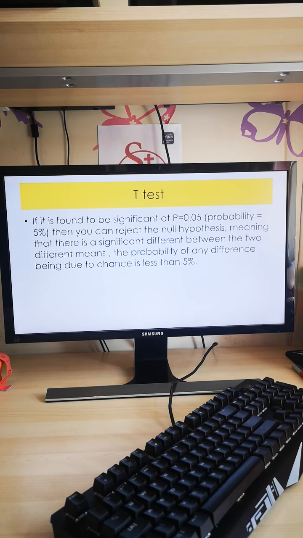Okay, so if it's less than 5%, we're saying it's really small. So the probability that the difference was just because of chance is really small. So we're saying we're confident that it's a biological reason, a real significant difference between the two means, not just a chance difference.